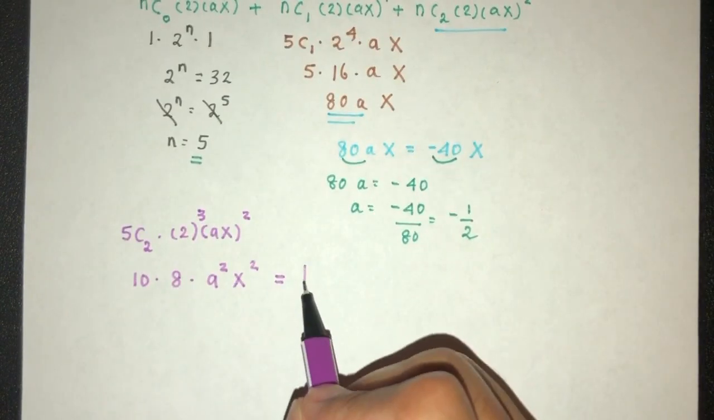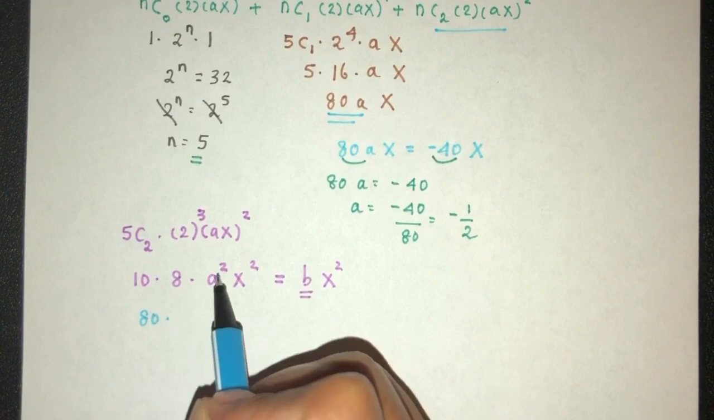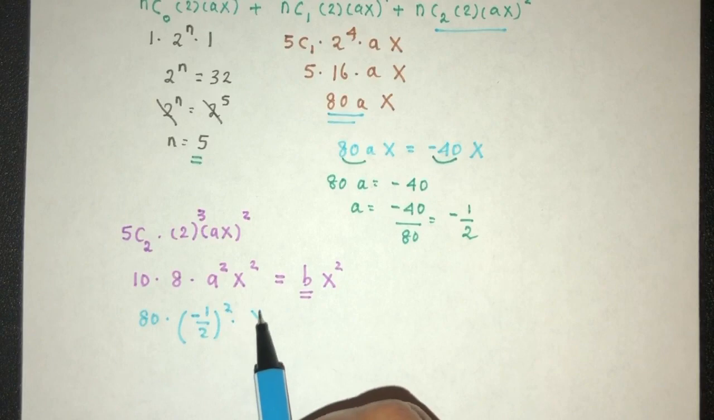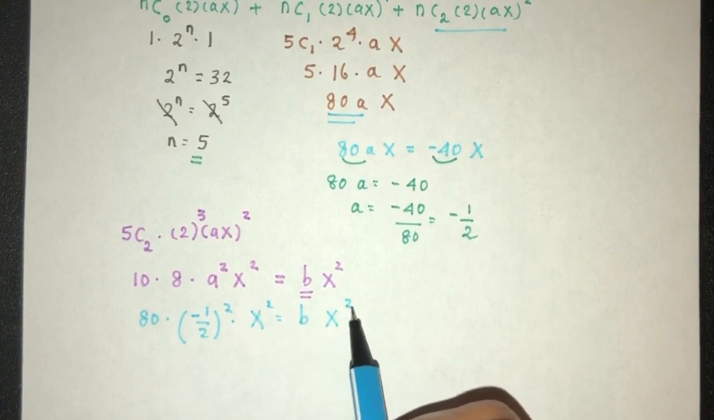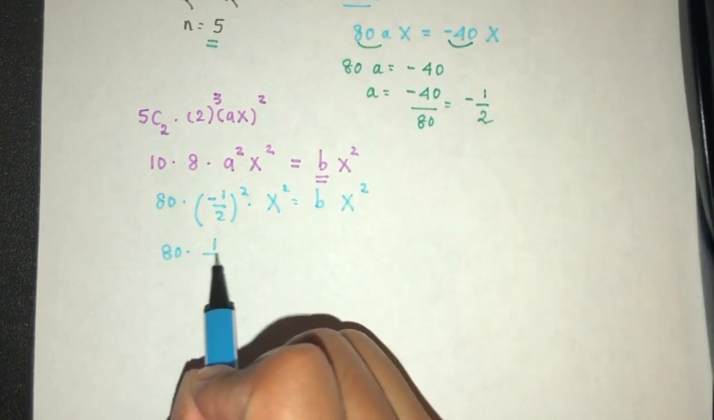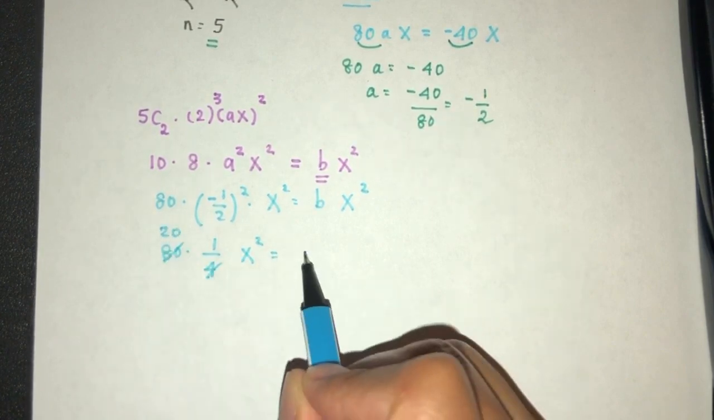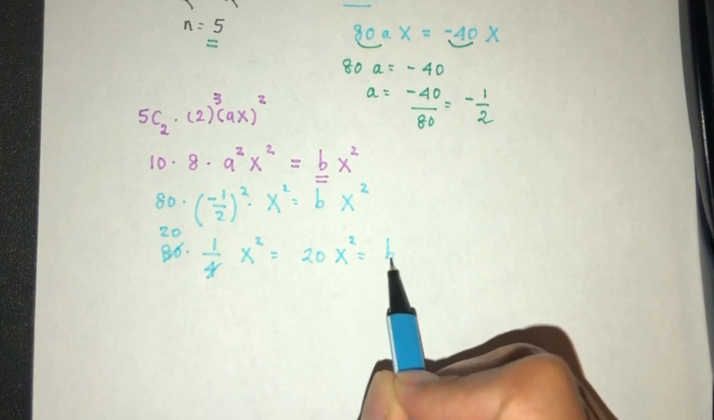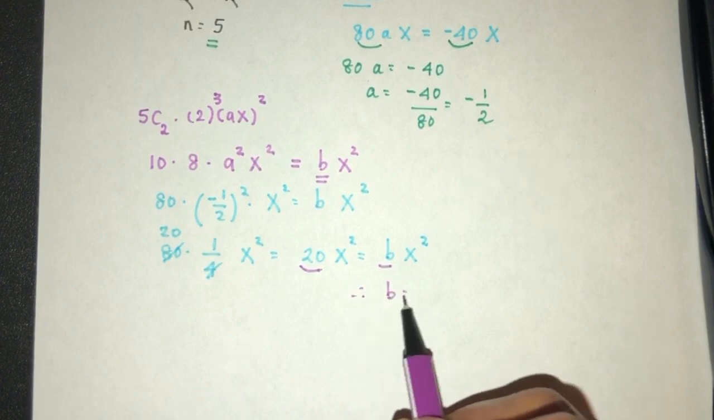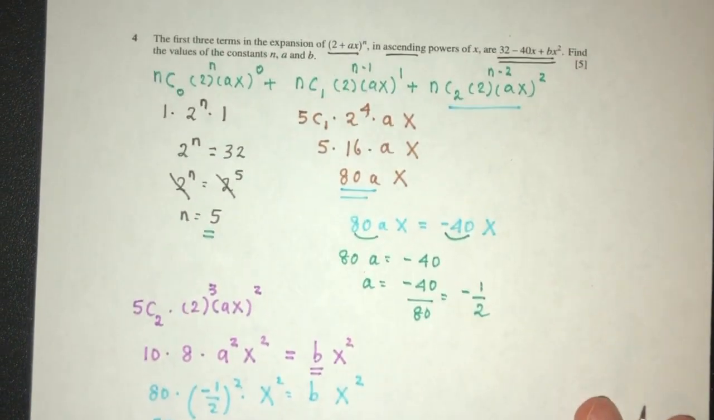So let's find out what is the value of b. So here we have 80 times ax square. a square is minus half square. x square is equal to b square. Now minus half square is what? It is 1 over 4. And that will be this. We can simplify, it will become 20. So 20x square is supposed to be bx square. So obviously by comparing the coefficients, we can see b have to be the value of 20. And that is your question in relation to binomial expansion.